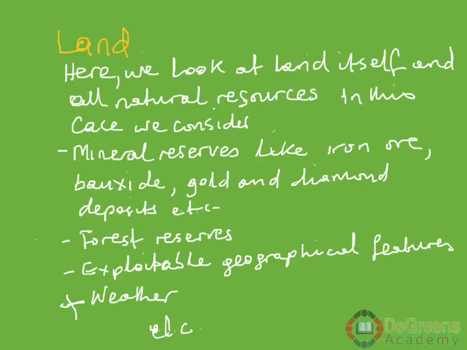And then we also have the weather, which we can exploit. We exploit the weather in geography and in agriculture and in other aspects. So we have what we call exploitable geographical features. There are certain geographical features which you may think are just there, but we could exploit them and make money. Perhaps for tourism, if there is a cave, or if there is a special hill that attracts tourists. So that would be a geographical feature.